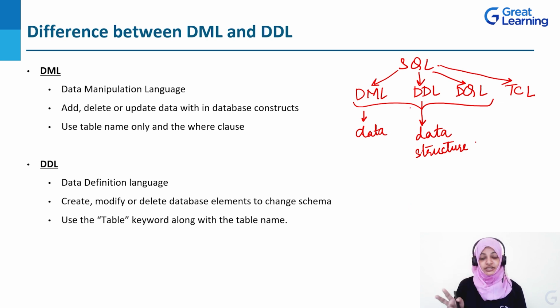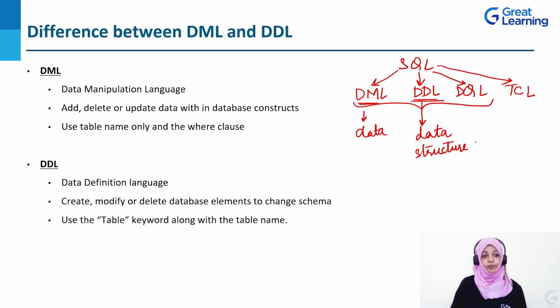In both cases, we are able to insert newer entities, update existing entities, or delete existing entities. The entities that we are actually manipulating is what makes a difference. If we are working only with the data, it becomes DML. If we are working with the structure, for example, a table, a relation, or even for that matter, a complete attribute, then the language is going to be DDL, that is data definition language.